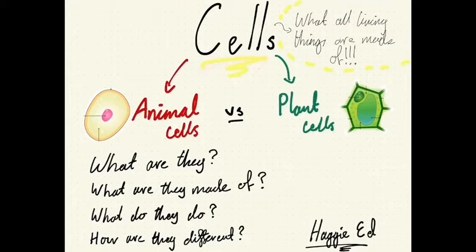Cells are what all living organisms are made out of. They're our smallest structural and functional unit. Organisms can be unicellular, meaning they're made of one cell, or multicellular, meaning they're made of heaps of cells, usually with different functions and structures. If we use humans as an example, the average human has over 100 trillion cells.